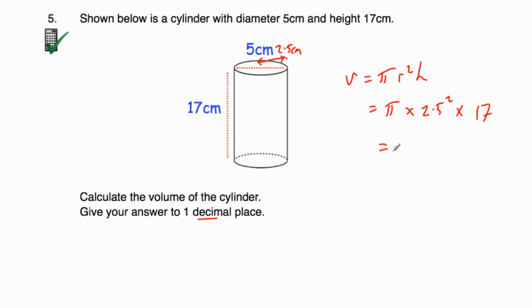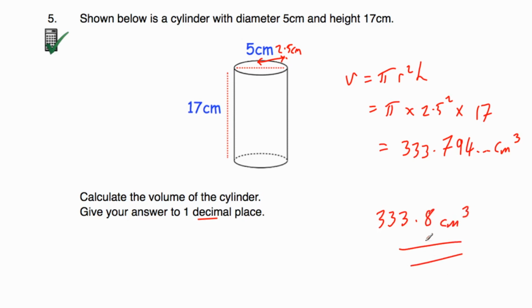And then we can just get our calculator and do pi times 2.5 squared times 17, and that's our answer. Pi times 2.5 squared times 17 is equal to 333.794 and so on centimeters cubed. Now we've been asked to give our answer to one decimal place, so it's going to be 333 point, then we've got 79, so it's going to be 333.8 centimeters cubed. And that's it, that's our answer.